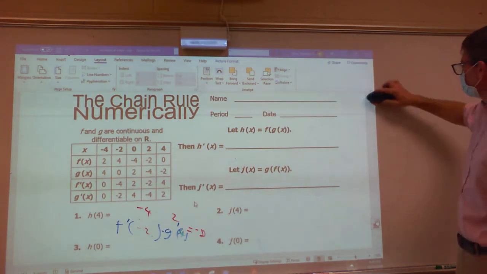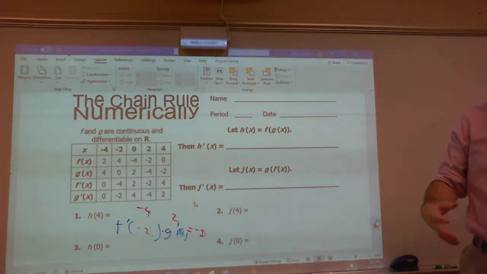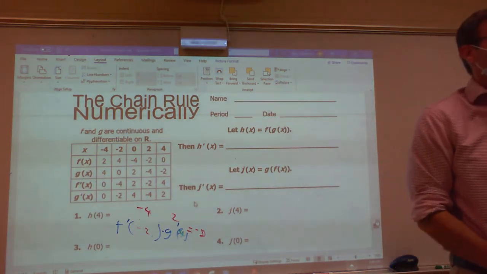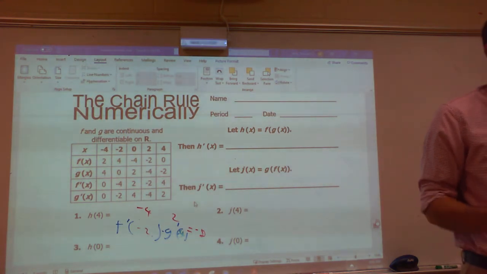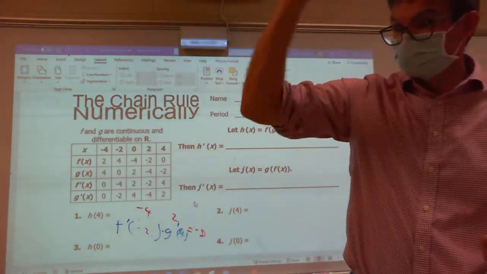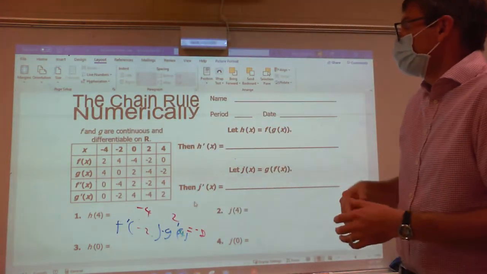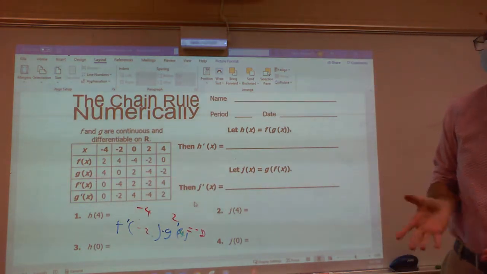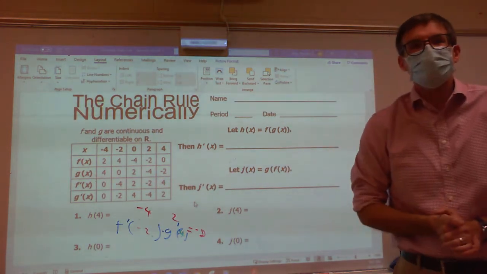Well, for f to have a horizontal tangent, what has to happen? For a graph to have a horizontal tangent, what can you tell me about the derivative? The slope is 0, okay? We say horizontal tangent is your slope is 0. It's a flat spot. All right? So is there any place where f has a slope of 0?